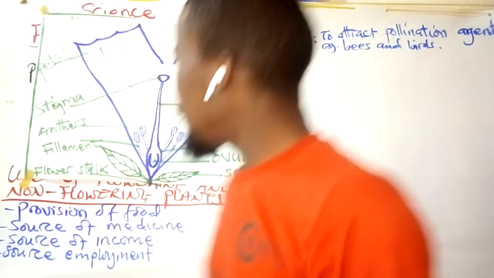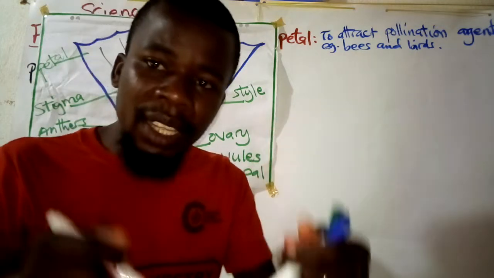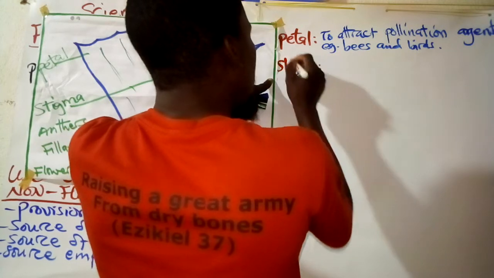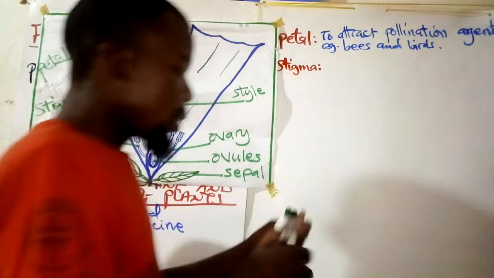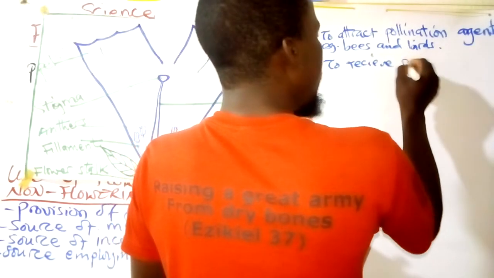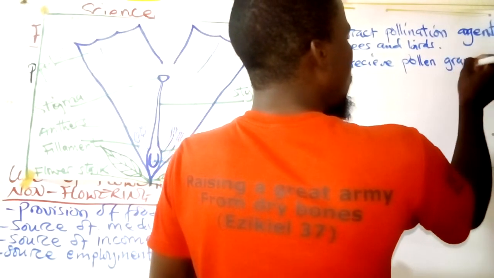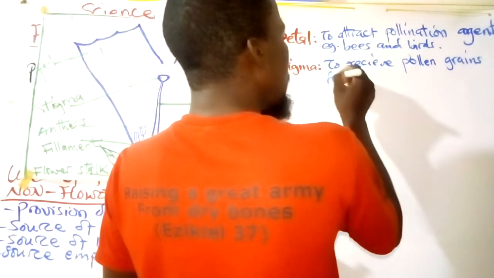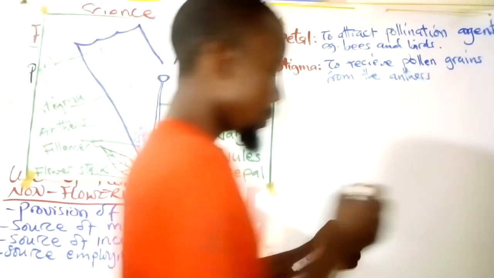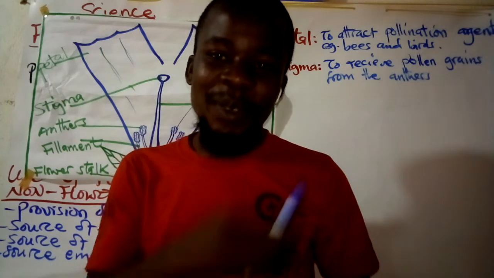Okay, what about the function of the stigma? The function of the stigma is to receive pollen grains from the anthers. What do you call that process? Pollination. All right, we'll look at that.